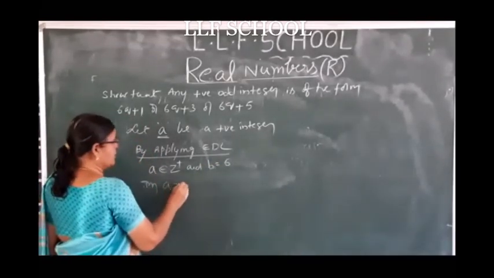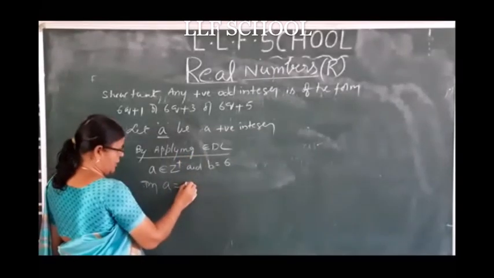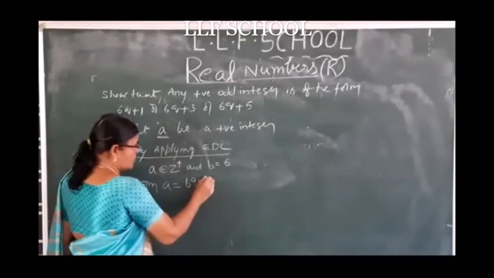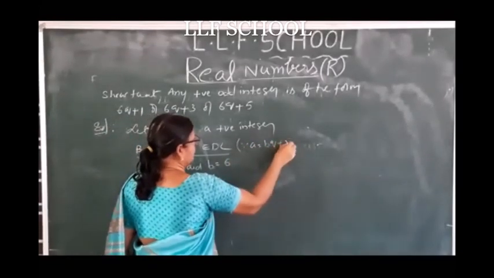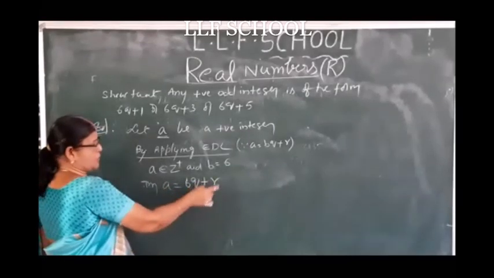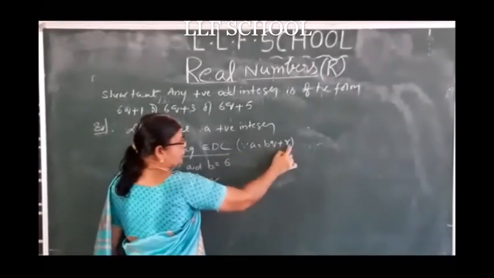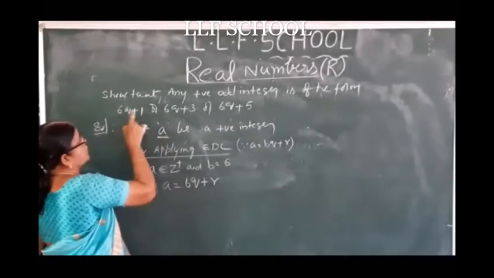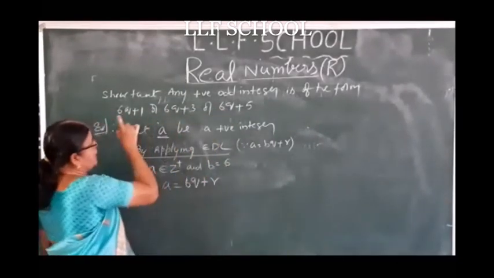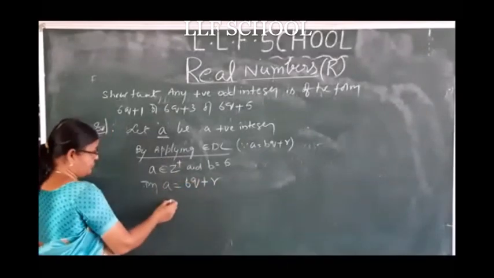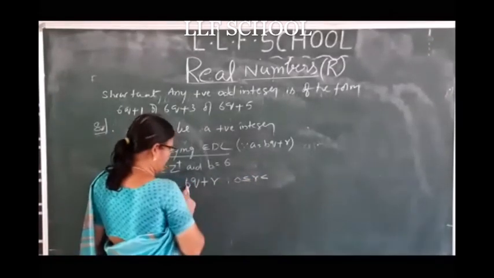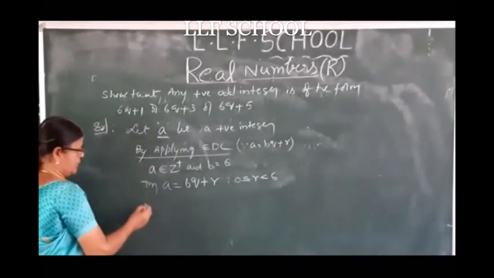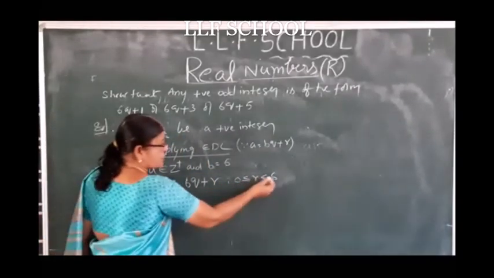Then by applying EDL, A is equal to 6q plus R. Here EDL is A is equal to BQ plus R. Here B is 6 because this is 6q. That's why 6q plus R, where 0 is less than or equal to R less than B value 6. So remainders are less than 6.